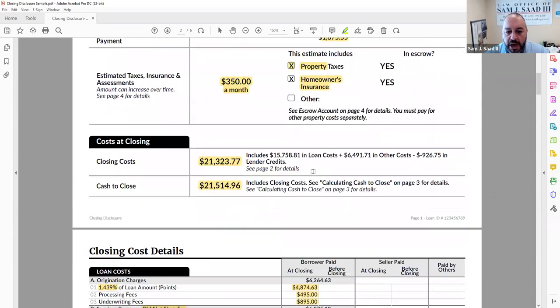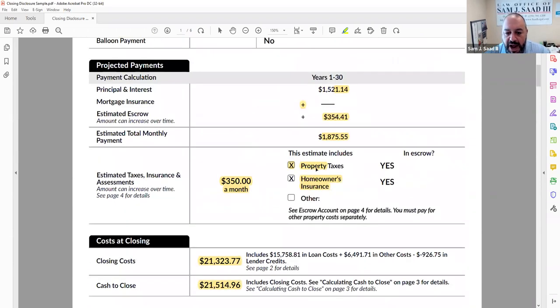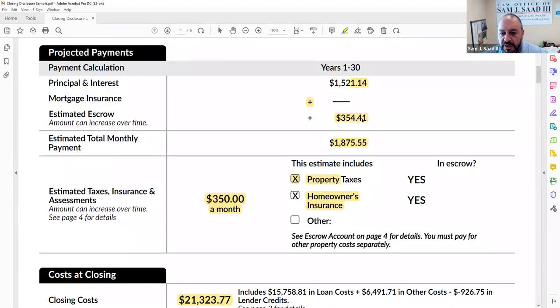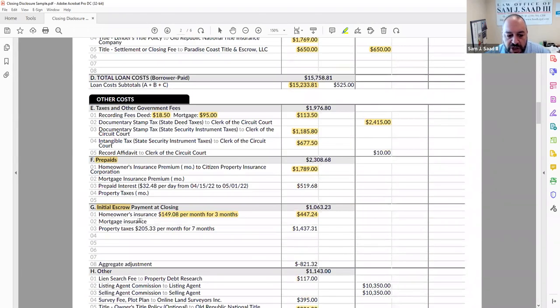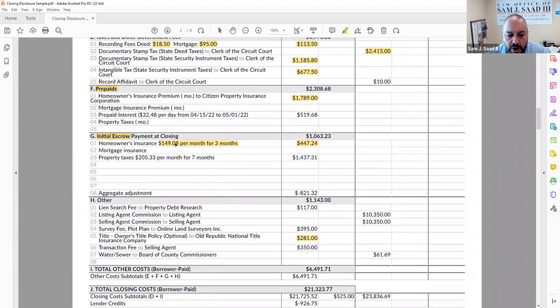Remember on page one, we said that they're going to pay property taxes and homeowners insurance into escrow. It's going to be approximately $354.41 a month. Well, that is broken down here on page two into homeowners insurance at $149.08 and property taxes at $205.33, and an additional escrow cushion is collected at closing.